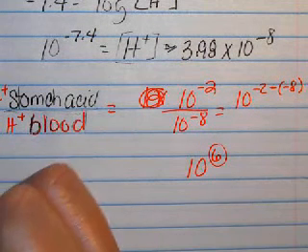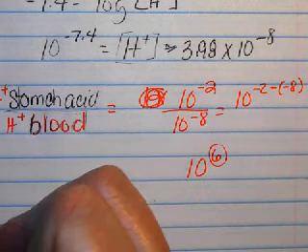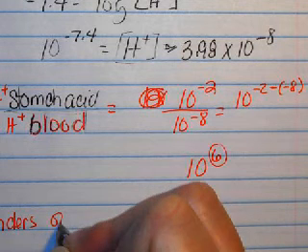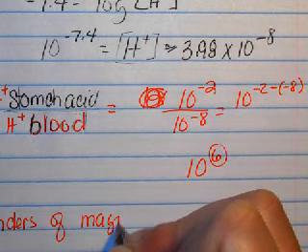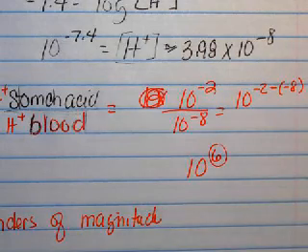And then C, by how many orders of magnitude do the concentrations differ? 6 orders of magnitude. Okay, that's example 6.